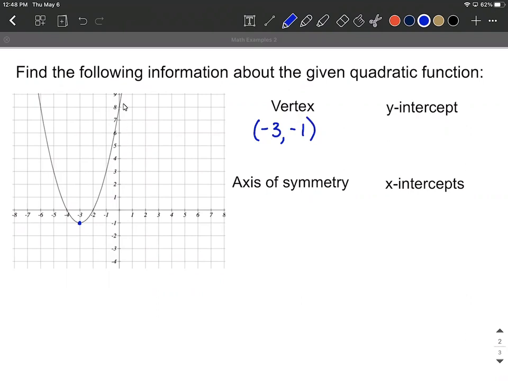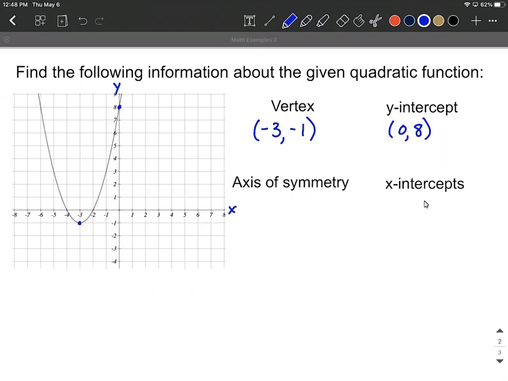Okay, next thing we can do is find the y-intercept. Well, the y-intercept is where we hit the y-axis. If you'll recall, this is the y-axis, this is the x-axis. So the y-axis, I believe our graph touches the y-axis right about here. As an ordered pair, that is 0 left or right, and 8 up from the origin. So as an ordered pair, 0, 8.